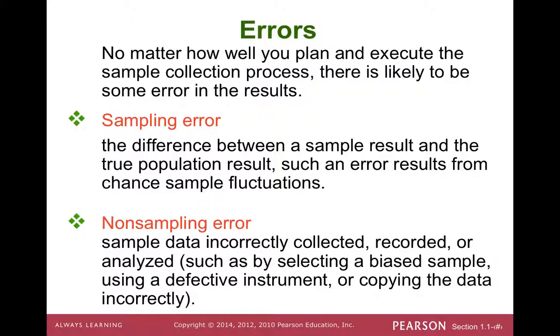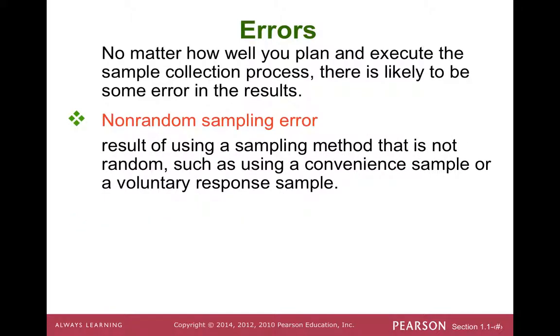Non-sampling error is just mistakes that are made. A nurse might give the wrong patient the wrong drug, might transcribe the number. Instead of a blood pressure of 83, they might put down 38. An instrument that we're using to measure might be defective. Just mistakes that don't have anything to do with the design of the experiment.